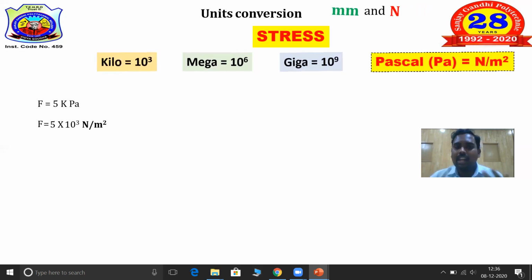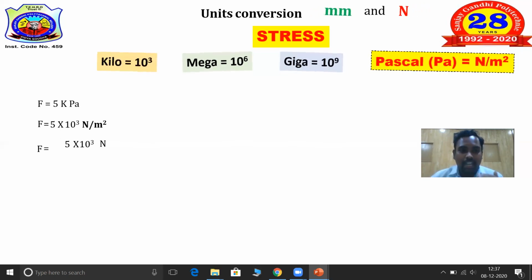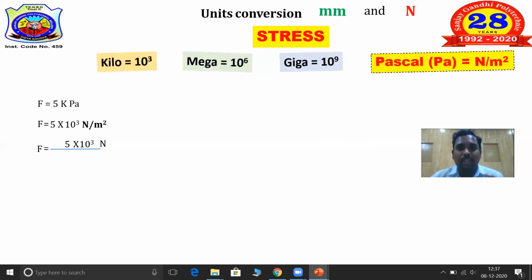Just carefully observe how I'll proceed with the next step. I'll write F as it is, equal as it is, 5 as it is, multiplication symbol as it is. After the multiplication symbol, I have 10 power 3, so I'll write 10 power 3 as it is. After 10 power 3, I have Newton, I'll write Newton as it is. After Newton, I have a division symbol, slash. And after division, there is a meter. In place of meter, I'll write 1000 mm. Since meter has a square, I'll put a square for 1000 mm with the help of brackets. It's very simple. Now I'll go for further simplification.